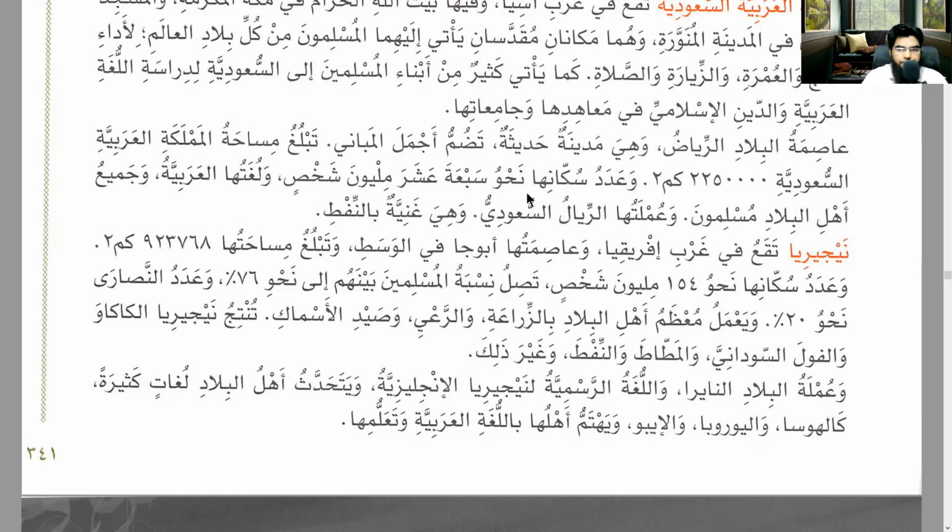وعدد سكانها, and the number of its citizens, of its people, residents, reaches نحو 17. It's like around, see, نحو means example, but here he's giving a number, so approximately 17 million شخصا, 17 million people. ولغتها العربية, its language is Arabic. وجميع أهل البلاد المسلمون, and all of the أهل البلاد, and all the people of the bilad are Muslims.